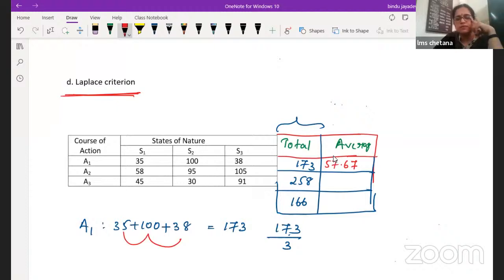First one is 57.67. Okay, good. Next is 258 divided by 3. What is the answer here? It will come 86, right? 86. Next is 166 divided by 3. Answer. I'll just wind up in a few.